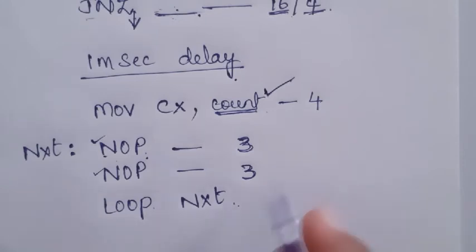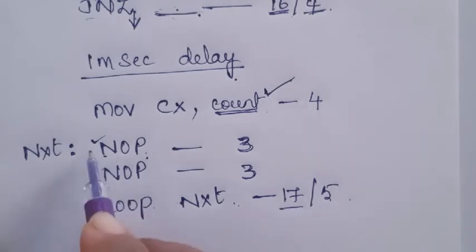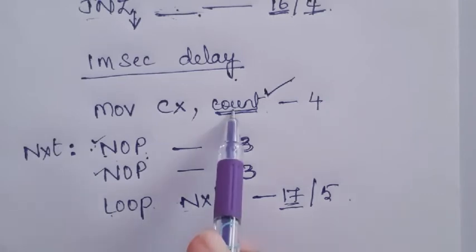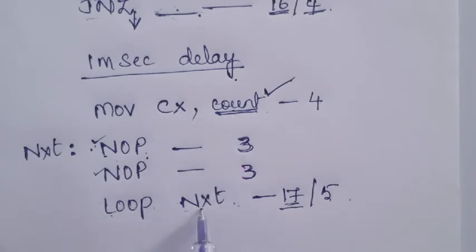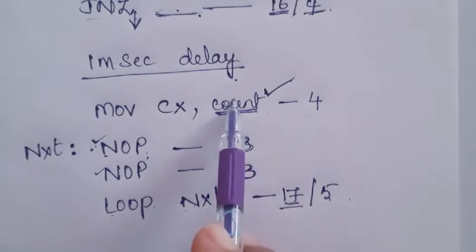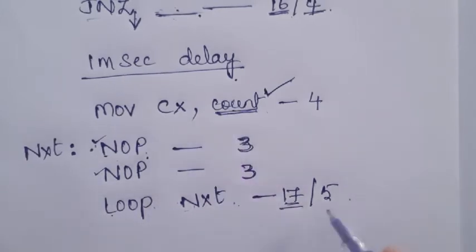And for LOOP next, this will take 17 or 5. That means if the jump is there to this particular location, if the condition is satisfied and it goes here, then 17 clock cycles. That means until the count is equal to 0, it will take 17 clock cycles. Once the count is 0, it will come out of the loop. At that time, it will take only 5 clock cycles.